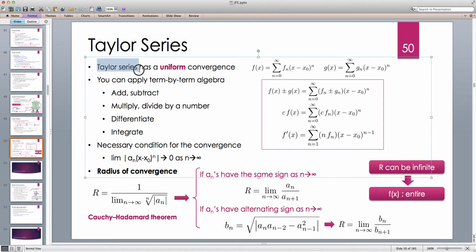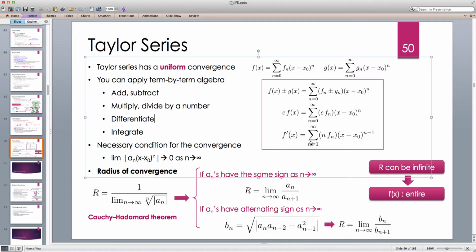We said that Taylor series has a uniform convergence, which means you can apply term by term algebra. So if I have two functions, f of x and g of x, and both of them at x0 have Taylor series, all right? The coefficients are fn for f of x and the coefficients are gn for g of x. Now we can add and subtract Taylor series. So the Taylor series of f plus g is exactly the same series, and the coefficients are fn plus gn. The same thing for subtraction, f of x minus g of x, the coefficients are fn minus gn. We can multiply or divide by a number. So if I multiply the function by some constant number, the coefficients of the Taylor series get multiplied by the same number, term by term.